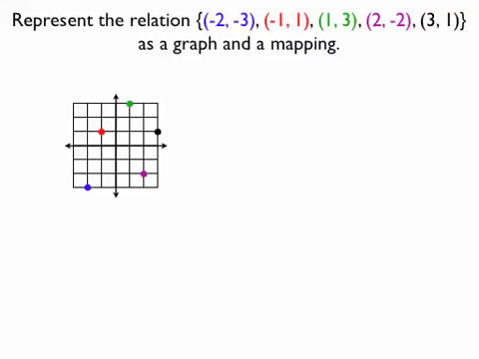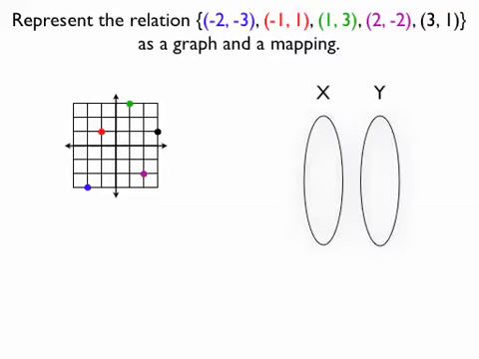Now for the mapping, remember that's kind of like on that first slide we had the pictures of the boat, the bicycle. And so again, you're going to list all your input values, you're going to list all your output values, and then you're going to draw lines. So I like to make 2 circles, and then I'll write all my x values in the x circle: -2, -1, 1, 2, 3. And then my y values I'll list in the y circle.